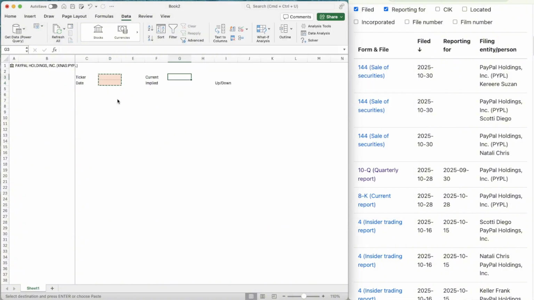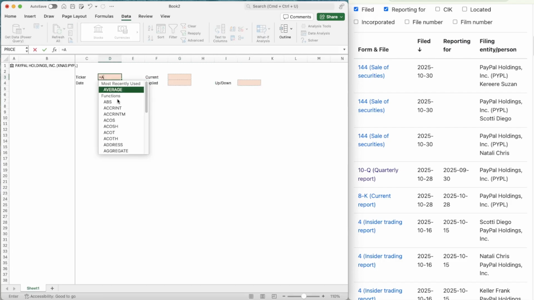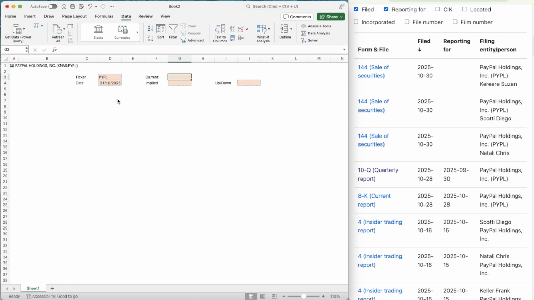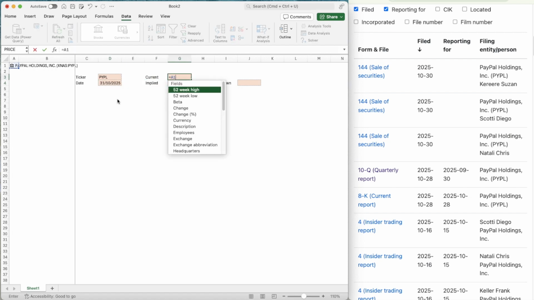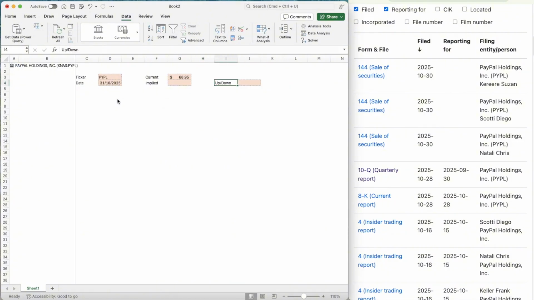Copy this over. There we go. So the ticker, we go equals A1 dot ticker. The date today is the 31st of the 10th, 2025. The current price equals A1 dot open parentheses, or the brackets, price. Leave these two for now because we don't know them yet. They will come from building the model.